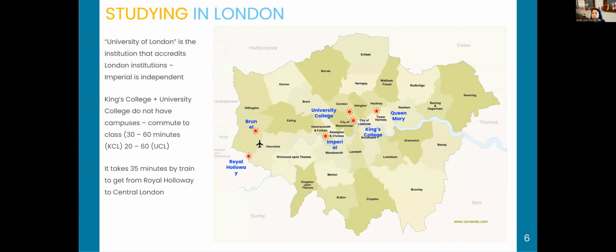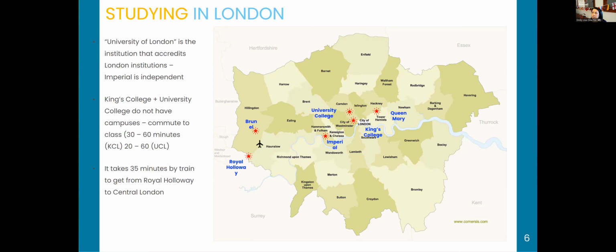So first off, let's focus on London. Here's a map of where all of the universities are. As you can see, UCL, or University College London, and Imperial are really in the heart of the city, and King's is also in the heart. The other three are on the outskirts, if you can even call it that, and aren't in the actual heart of the city.